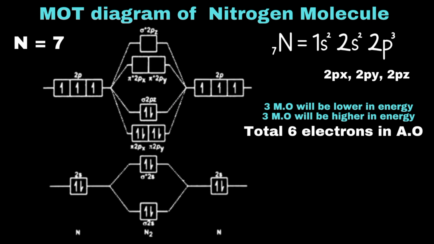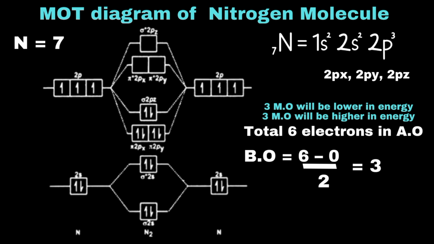Now, if we move towards the bond order of this molecule, again, we need to apply the formula, which shows that there are 6 electrons in bonding molecular orbitals, and no electrons are present in anti-bonding molecular orbitals. So, it will be 6 minus 0, divided by 2. And its answer will be 3. This shows that the bond order of nitrogen is 3, and it will form 3 bonds.